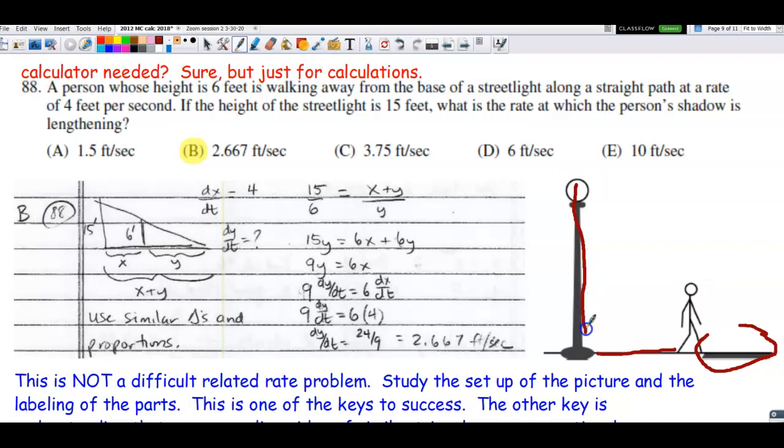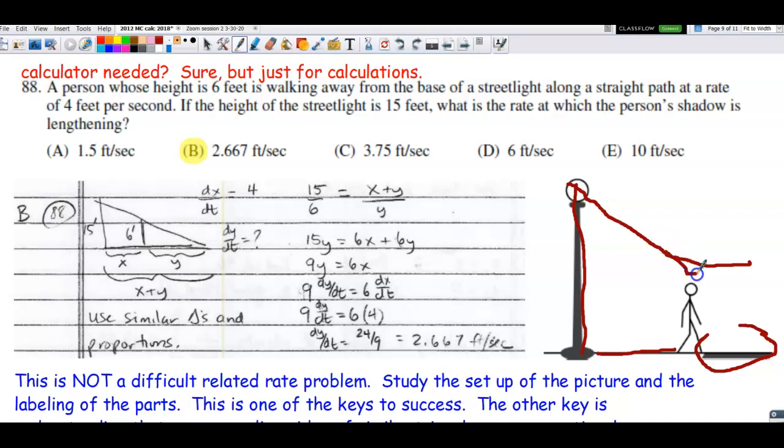15 feet high, and light is shining down so that we're going to form, whoa, I almost had it. So we're going to form, eventually. Anyway, you get the idea.